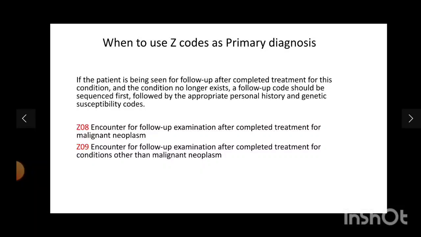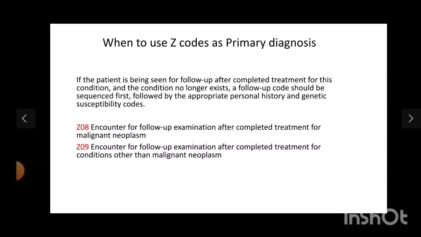See, the guideline says if the patient is seen for follow-up after completed treatment of a condition and the condition no longer exists, a follow-up code should be sequenced first, followed by the appropriate personal history and genetic susceptibility codes. So if a condition does not exist, the condition has been resolved or has been treated and cured, then it will go into a history condition. But before coding the history condition, we have to code the follow-up code.